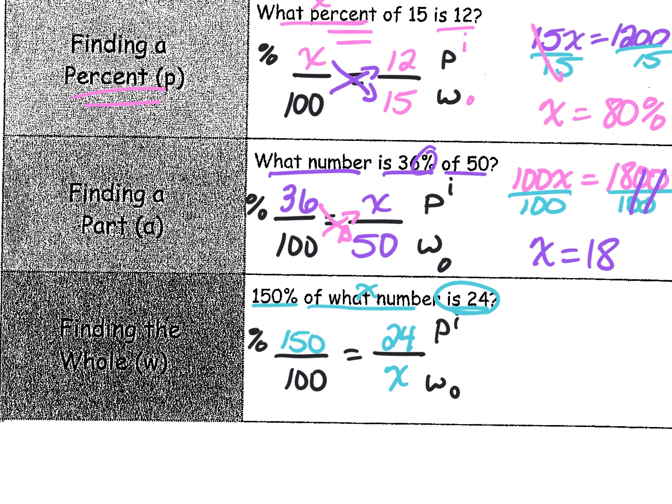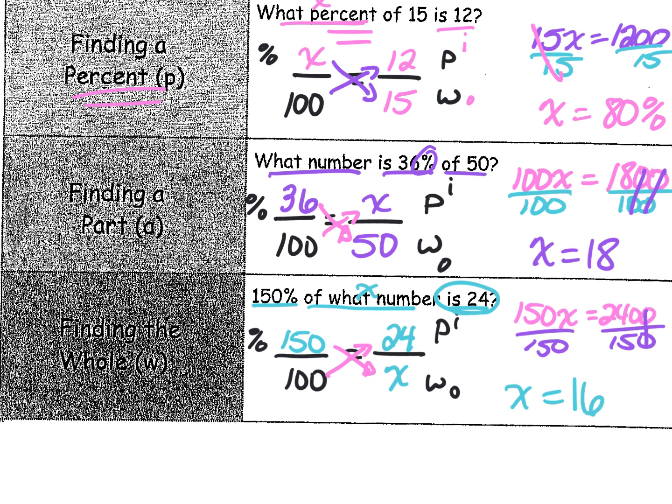Then we're going to go ahead and cross multiply. Again, I always start with my variable. 150x is equal to 2400. Divide by 150. Okay. x is equal to 16. Because it's 150%, this number is going to be smaller, unlike the last one. Okay, so here are your answers for each of your problems here, and we found one of each type.